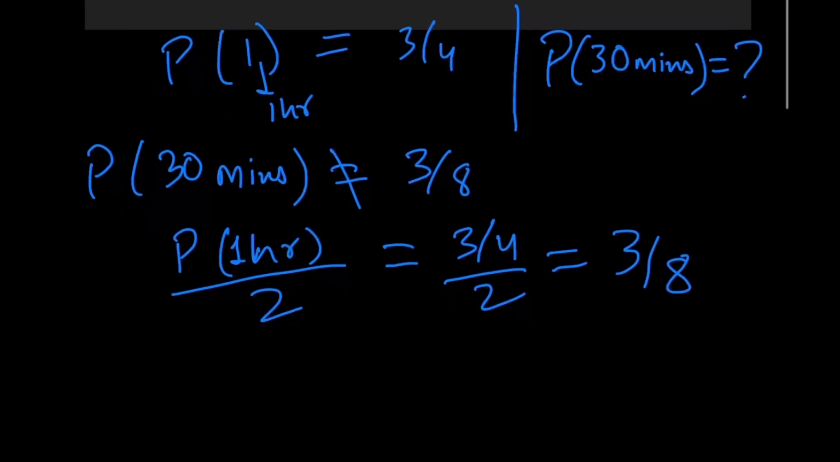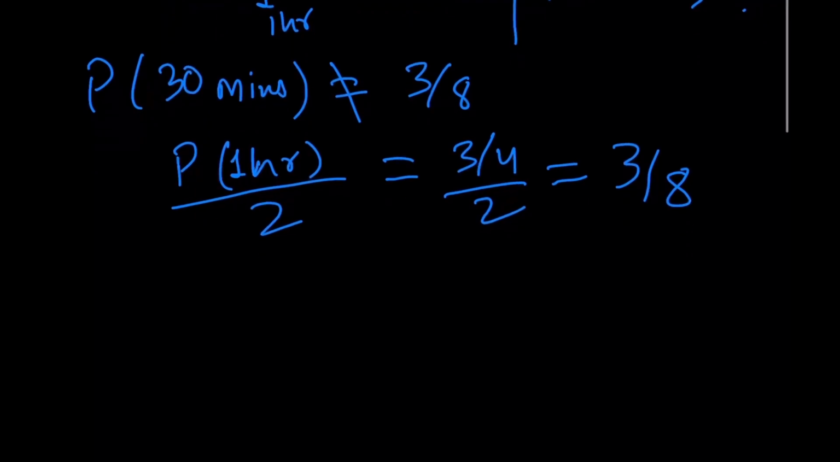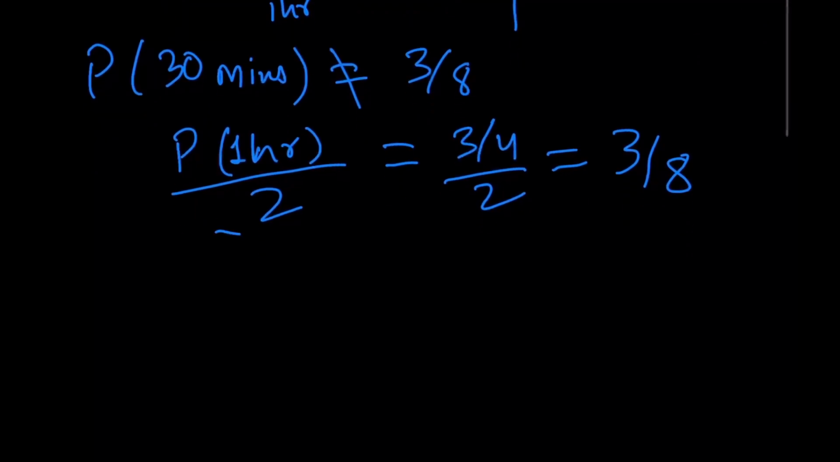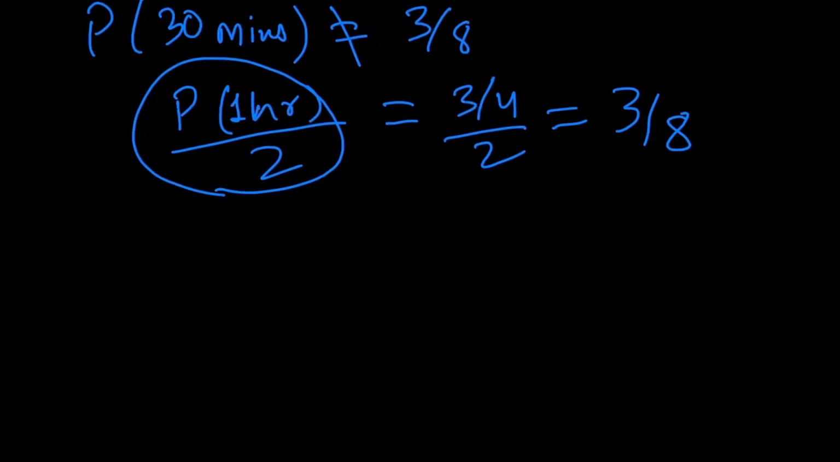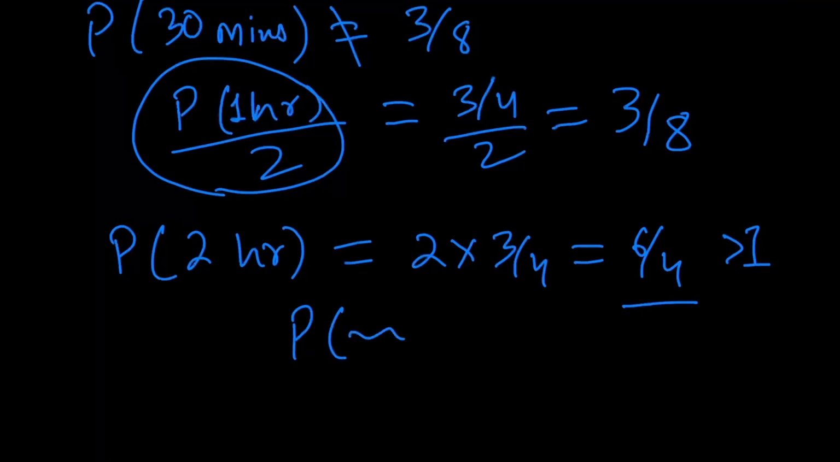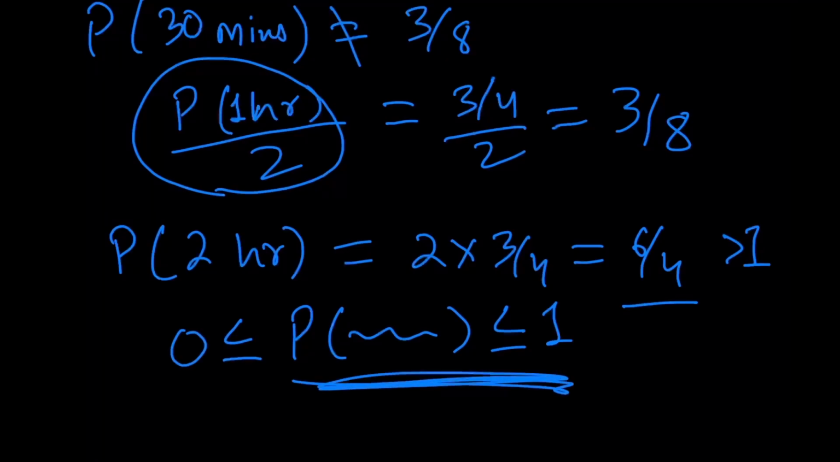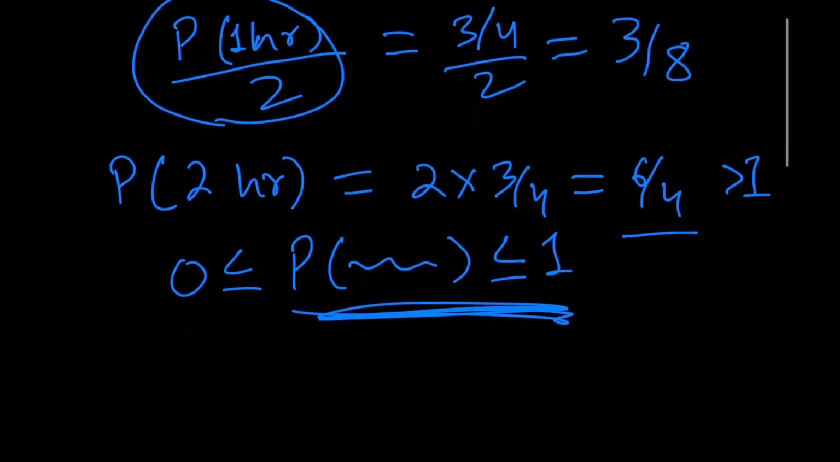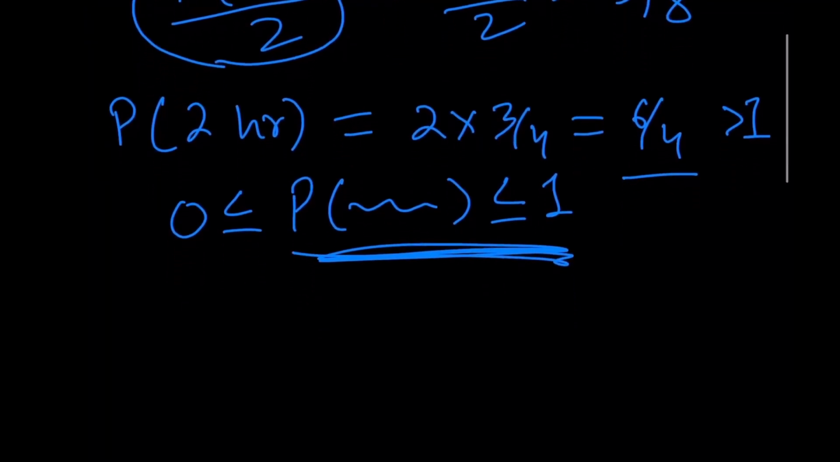This is unfortunately not the correct way of thinking about probability. We can't simply just divide the probability by 2 over here. If we were to use the exact logic for finding out the probability of having an accident in 2 hours, that would just be 2 times 3 by 4, which would come out to be 6 by 4, a value greater than 1. And we know that probability of anything has to always be less than or equal to 1, actually greater than or equal to 0. But this is what we're violating over here, right? So it's a bit more tricky than that, right?